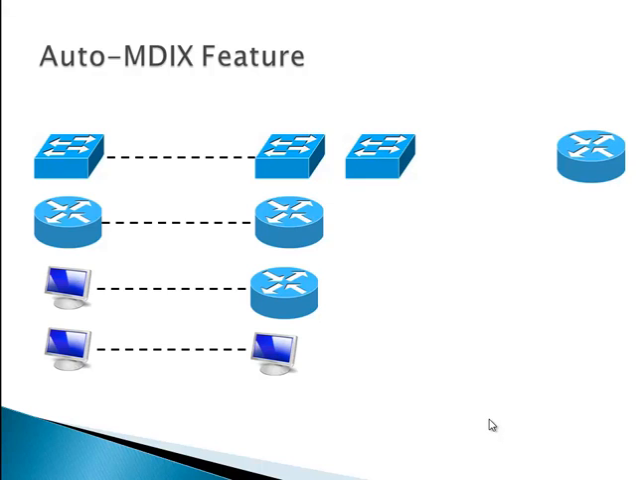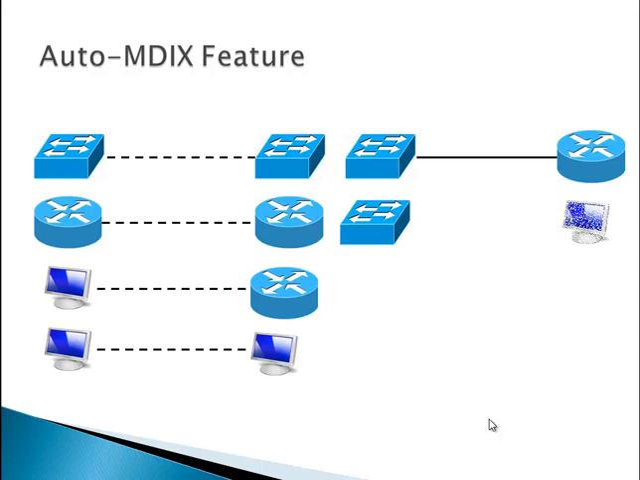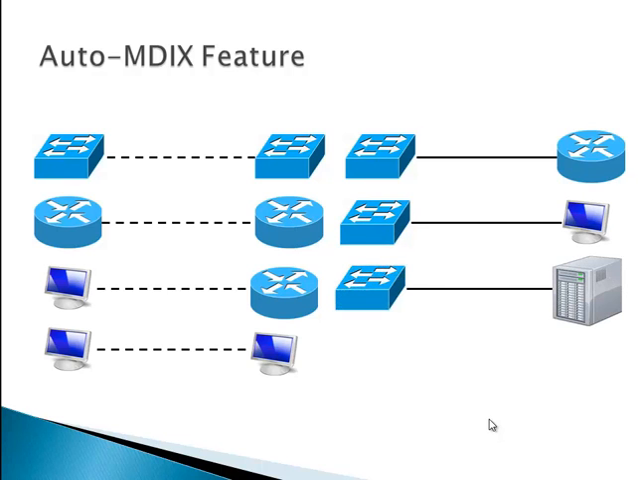When we connect switch to the router, two dissimilar devices, so that will be a straight through cable. Switch to the PC, straight through cable. PC to the server, straight through cable, and so on. Now all of this you can forget about.